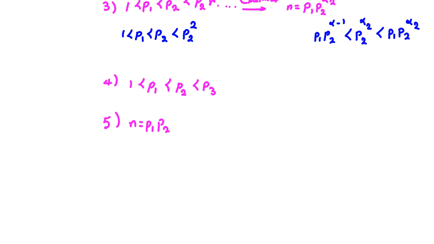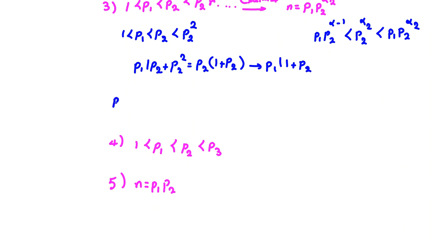And now we know P1 divides P2 plus P2 squared. So P2 times 1 plus P2. Because P1 and P2 are relatively prime, by Euclid's lemma, P1 divides 1 plus P2. Okay, we have this condition.